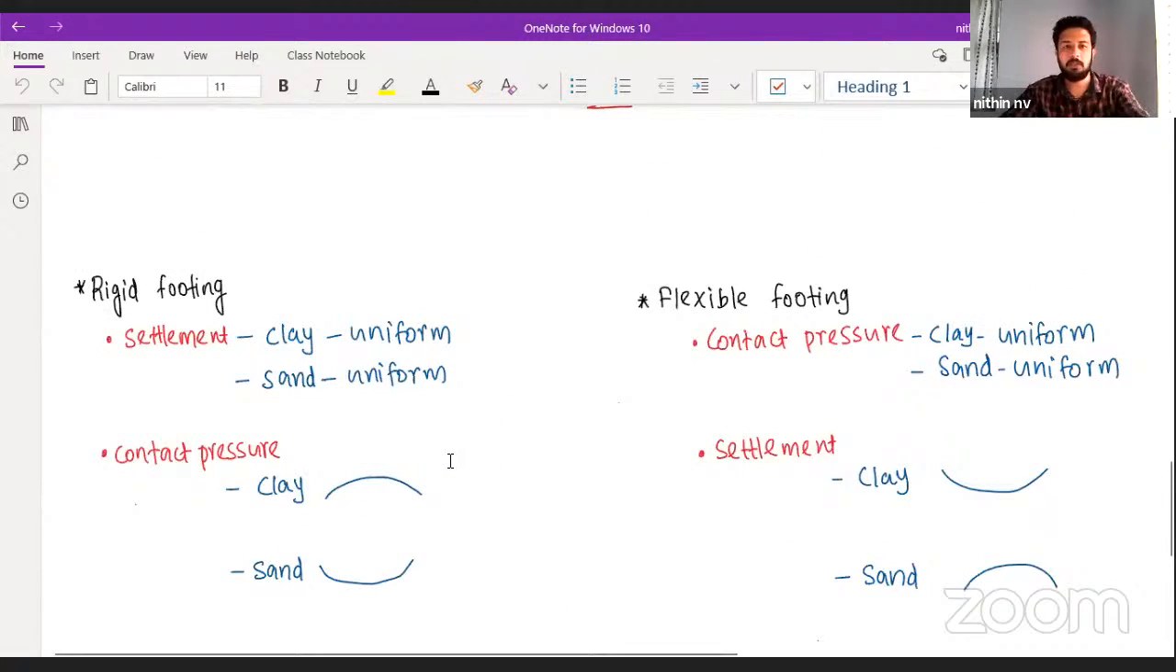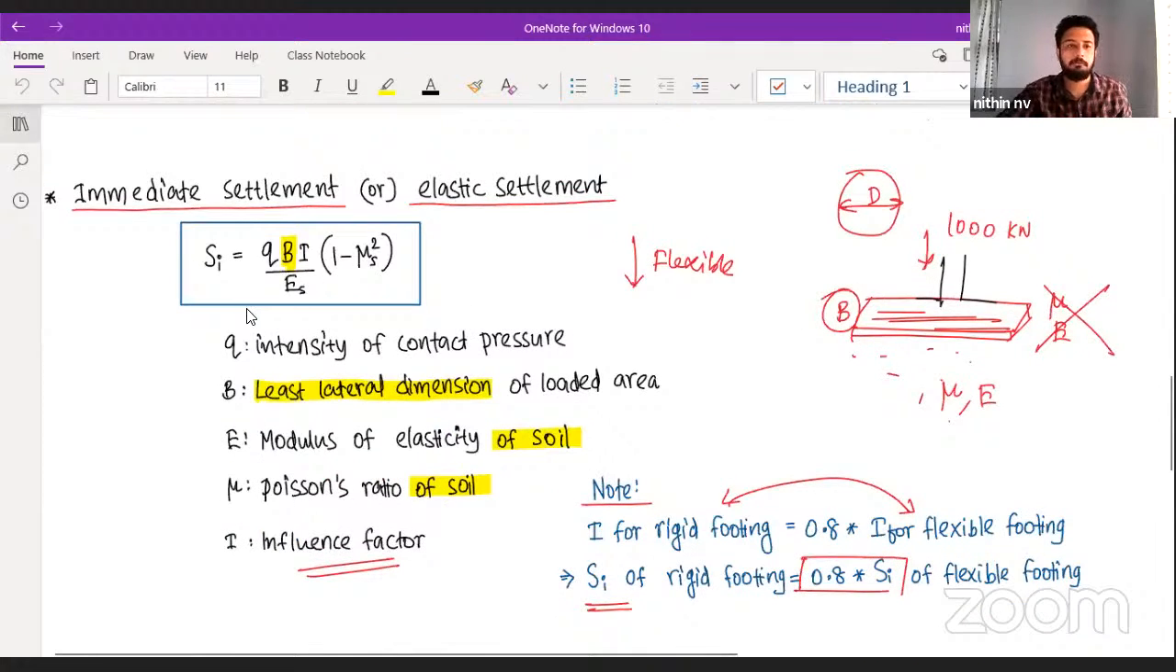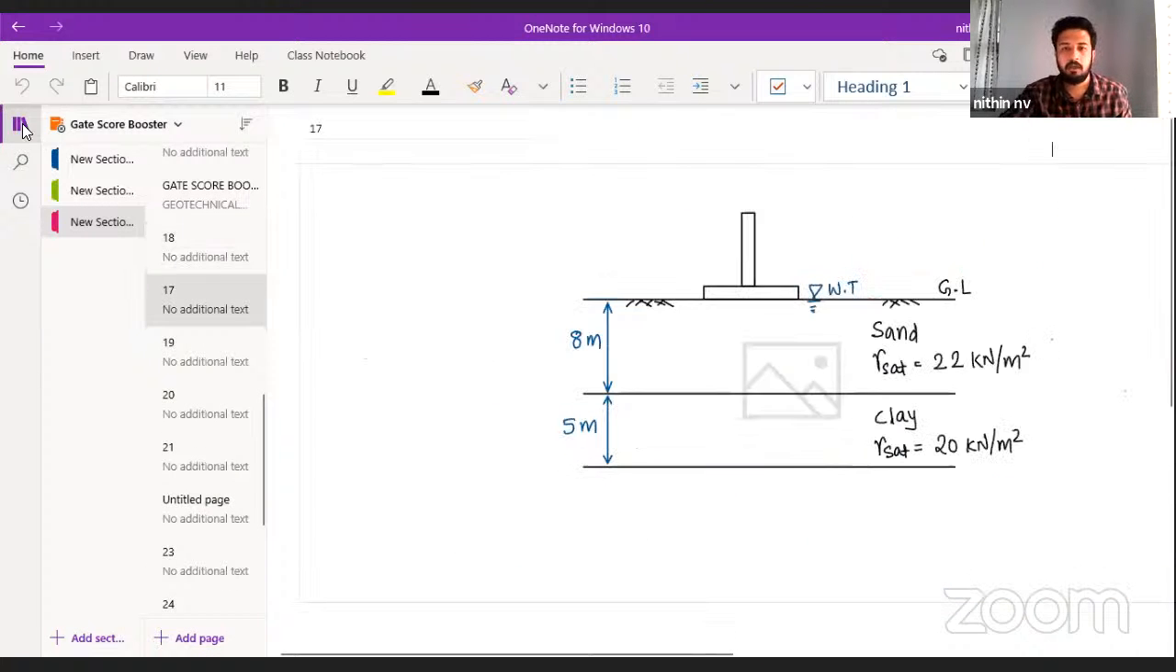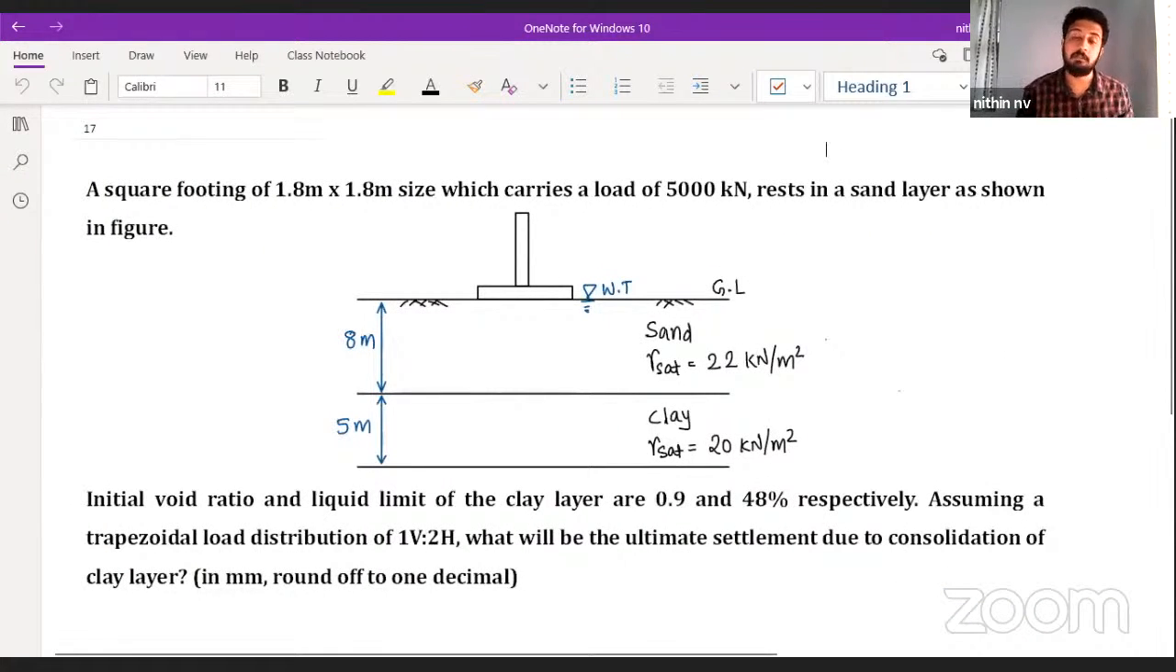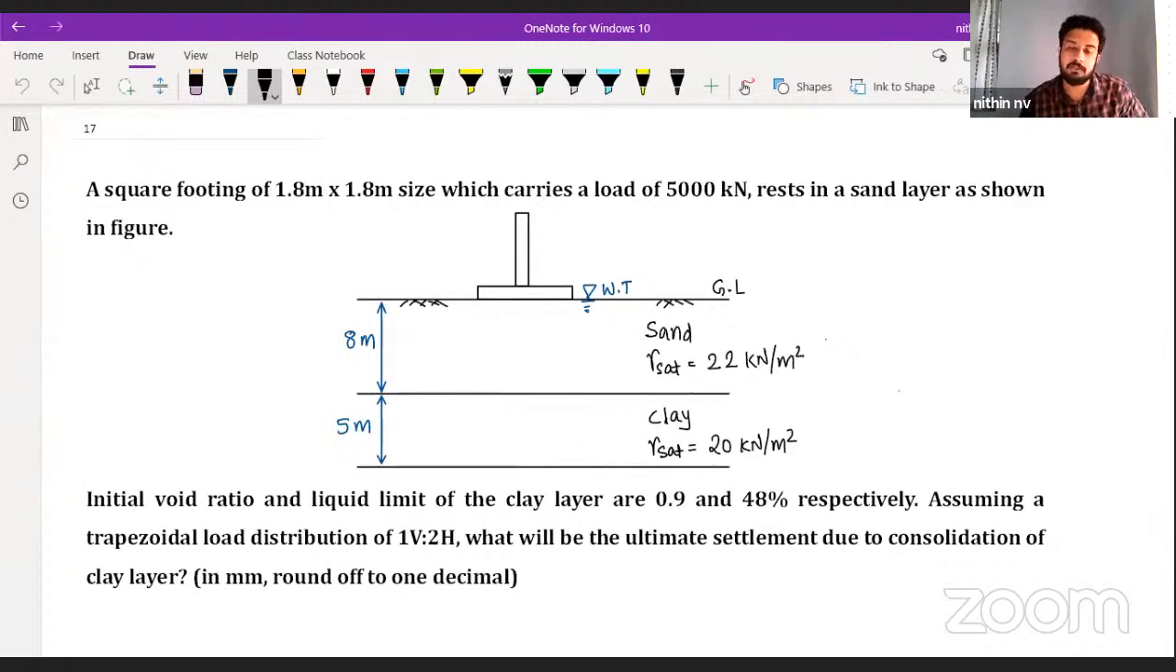Now, regarding the contact pressure, I will come to it. Before that, we will do one question. After doing a question, we can discuss how the settlement and contact pressure vary under a rigid footing and a flexible footing. So take down this question first. This is the second question of consolidation chapter 1. We have already done it in part 2, so try to do it. I'm giving some time for doing it. After that, we will start discussing.